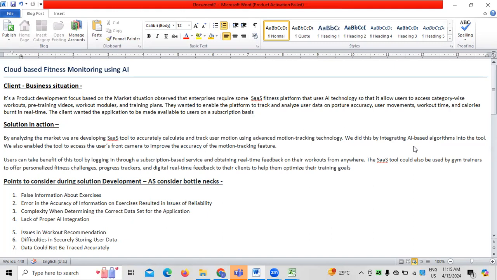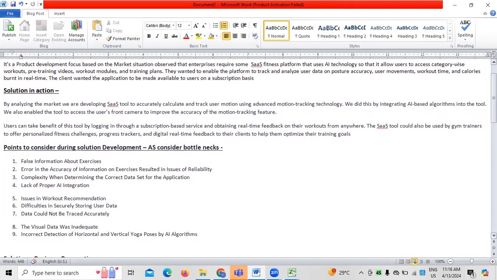At the same time, we are also enabling the tool to access the user's front camera, so that it will improve the accuracy of the motion tracking feature. So this is one kind of solution in action which we have identified so far. Next, one more advantage is that users can take benefit of these tools by logging in through subscription-based services and obtaining real-time feedback on their workouts from anywhere. Majorly this software as a service tool can be used by the people who are providing fitness services for their customers, like gym trainers.